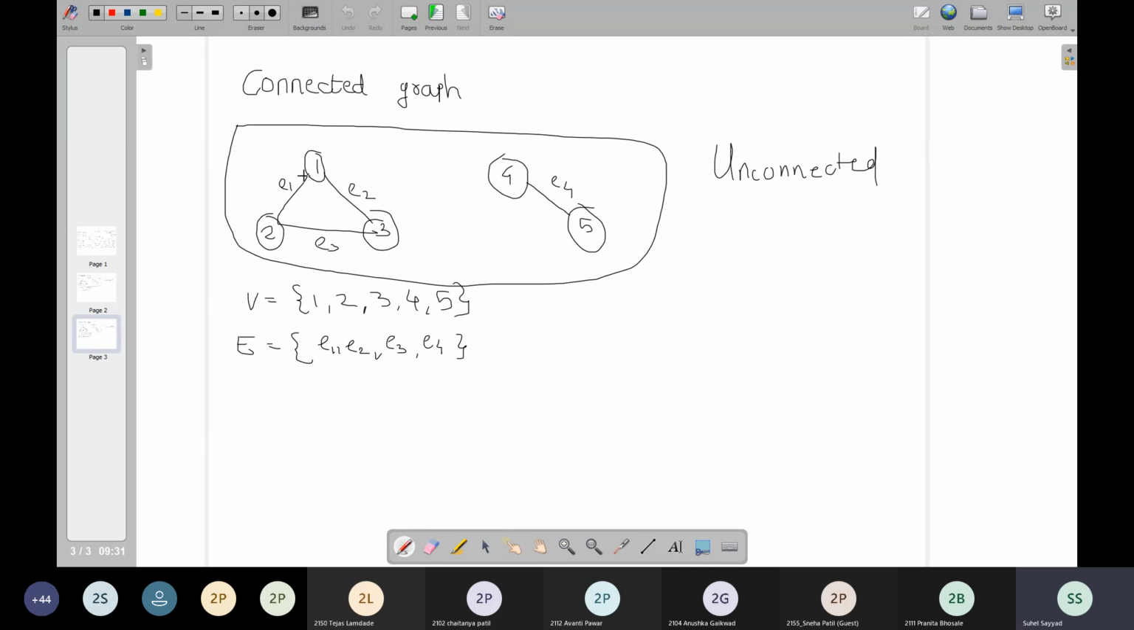But this example which I have constructed right now is not a connected graph, because there is no path existing from 1 to 4 or 5. Similarly, there is no path from 5 to 3, 1 and 2. Are you getting this? Right? So this particular graph is termed an unconnected graph. Is the concept of an unconnected graph understood?